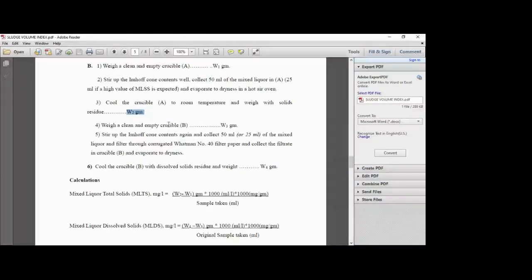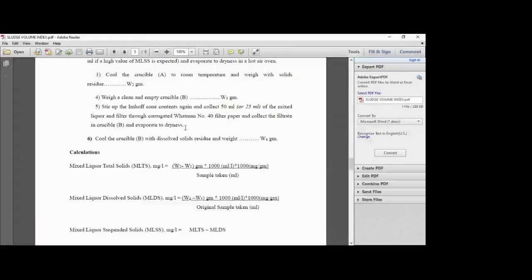We are going to take another crucible, right? This process will help us get the mixed liquor total solids. This is the total solids procedure only, but as the sample we have used is MLSS, we call it MLTS, that is, mixed liquor total solids. It is nothing but W2 minus W1, that is the solids, into 1000 divided by the sample taken. So you can take a 50 ml or 25 ml sample, it doesn't matter, right?